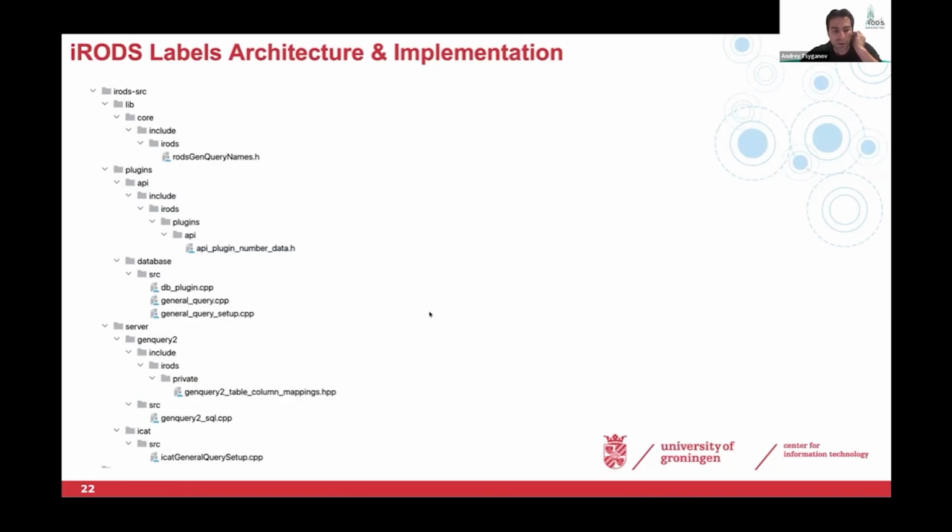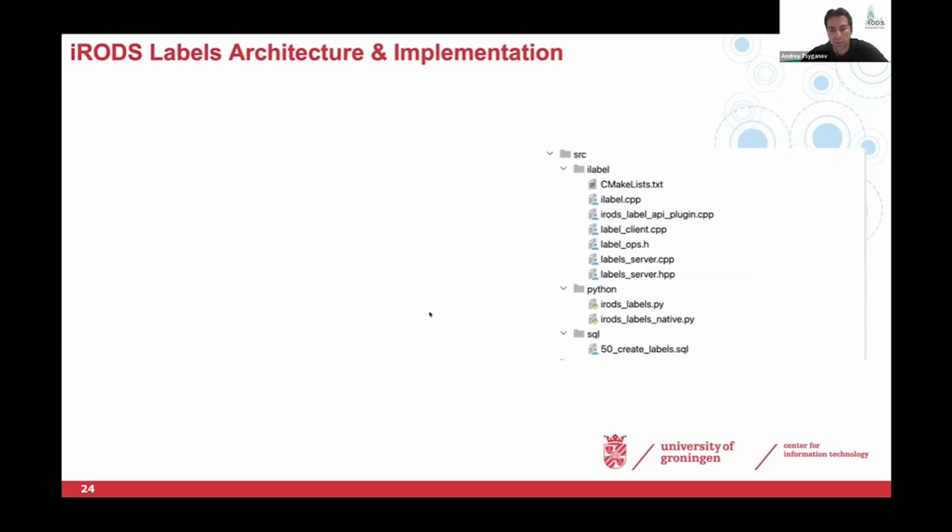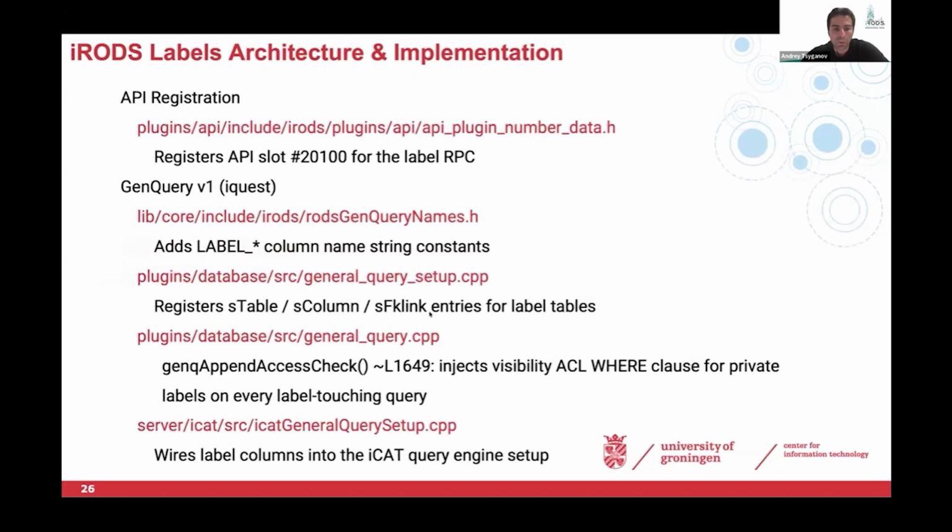On the left side, you see the files that were changed during the project. And I must state that the DB plugin CPP is, in that sense, optional. It's a very large file, and the other injections were quite straightforward. So this on the left is the project's new files: the iLabel tool, the server CPP file, and some Python client implementations. And there's basically the list of the files that were changed.